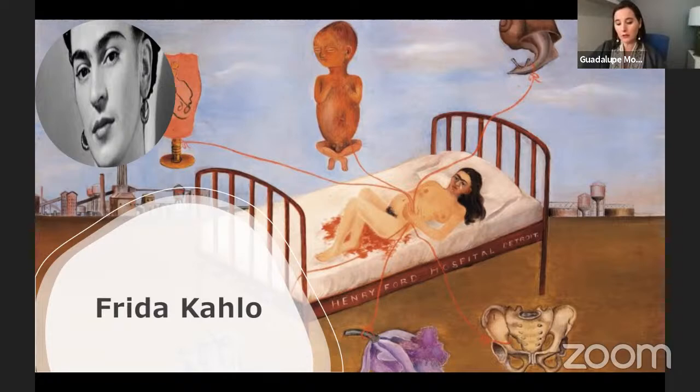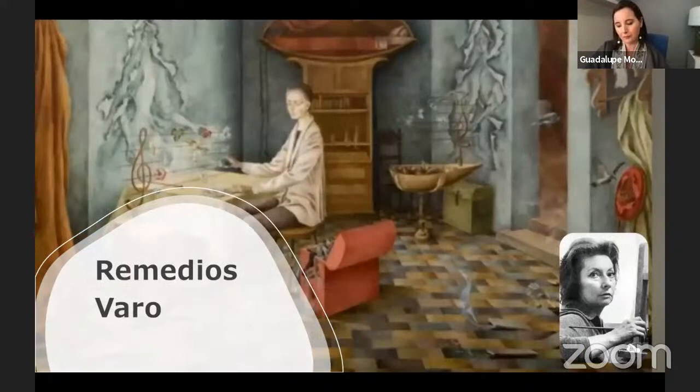her figure. And her depiction of her own physical trauma served as a reflection of the suffering she saw in her country. You probably know that she suffered an accident. She was on a public bus, and she suffered an accident that damaged her back. She had two abortions after that accident, and it was a really traumatic experience for Frida.